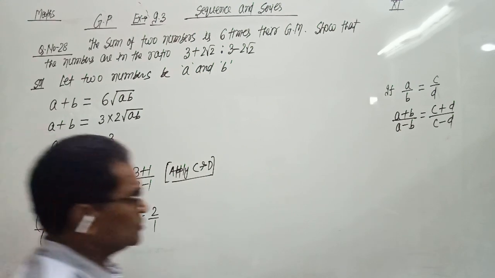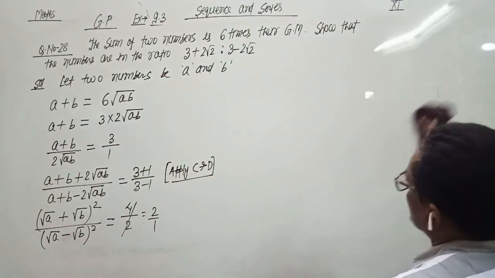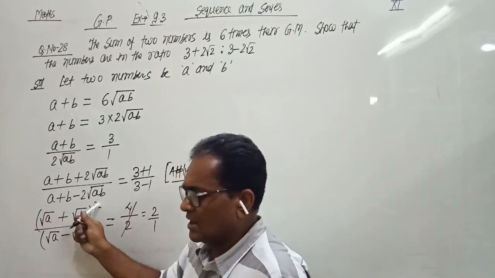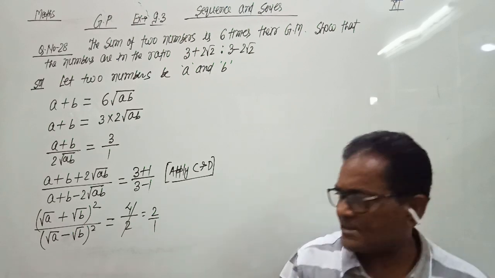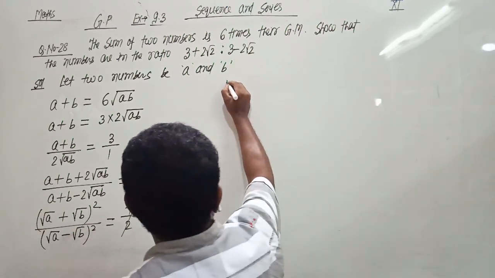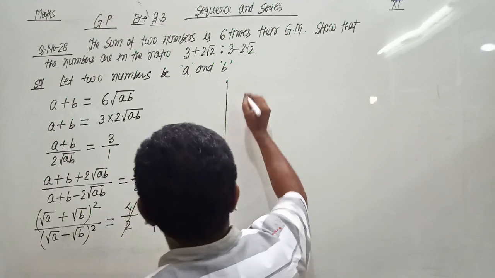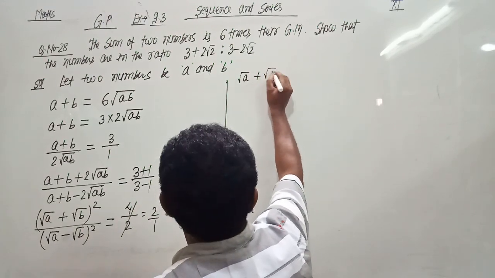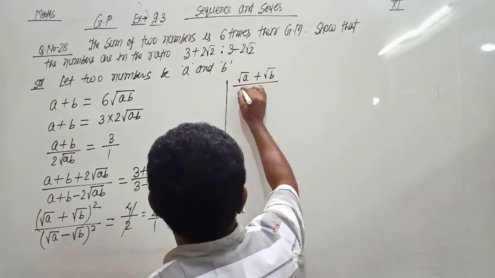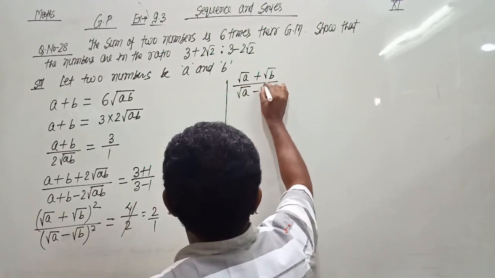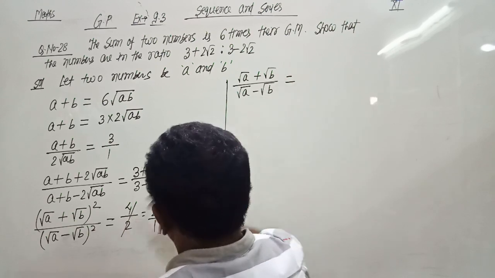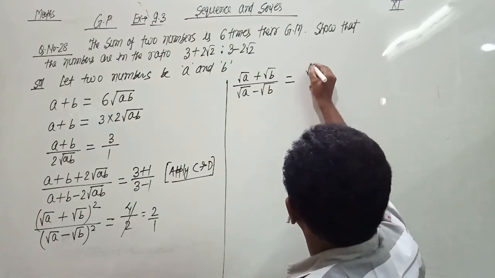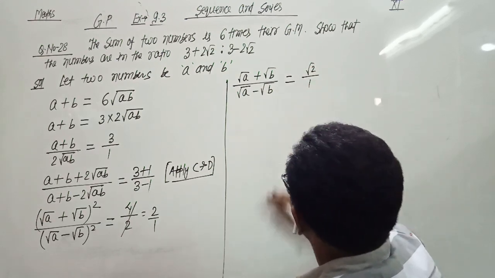Put a square root on both sides. When we put a square root on the LHS, the square and the square root cancel, and it remains under root of A plus under root of B upon under root of A minus root B. On both sides we have to take the square root, so our RHS becomes root 2 upon 1.